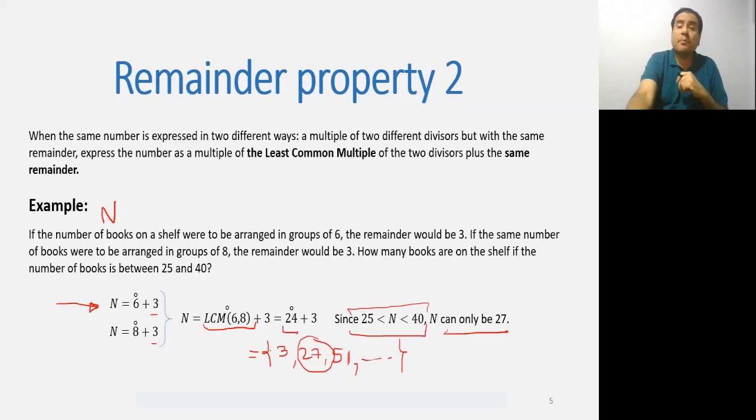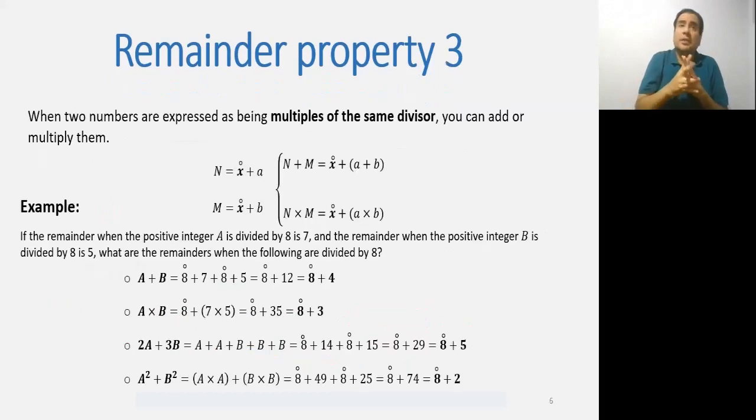Let's see property number 3. When two numbers are expressed as being multiples of the same divisor, you can add or multiply them. Well, how do you understand that? Well, let's say that we have, for example, numbers n and m.